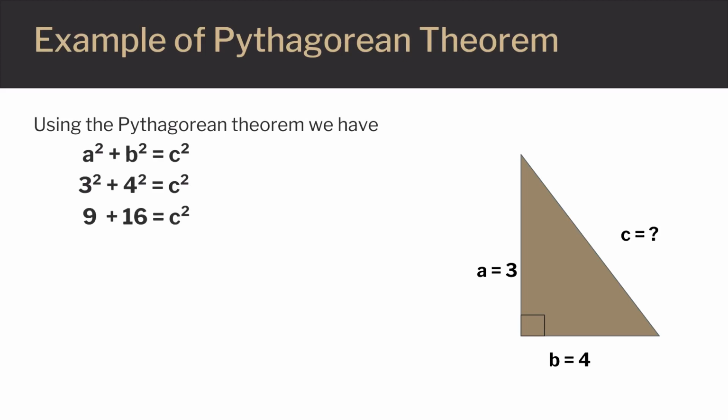The next step is to square 3. 3 times 3 is 9, and then square 4. 4 times 4 is 16. So we have 9 plus 16 equals c squared. Add 9 and 16 and we get 25. We have 25 equals c squared. To find c, we need to take the square root of both sides. The square root of 25 is 5. So we have c equals 5.